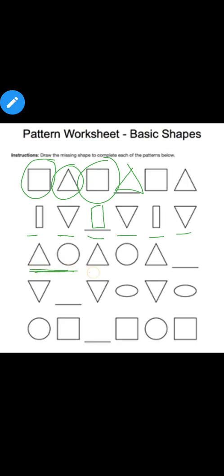In shape patterns, we should try to spot what the pattern is. Triangle and circle, triangle and circle. Here triangle and oval, triangle and oval. So what is missing here? Oval, right? Here also circle and square, circle and square. Here what is missing? Circle. So this is how you do shape patterns.